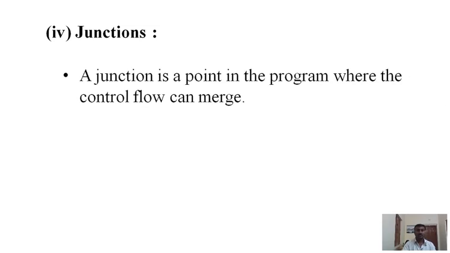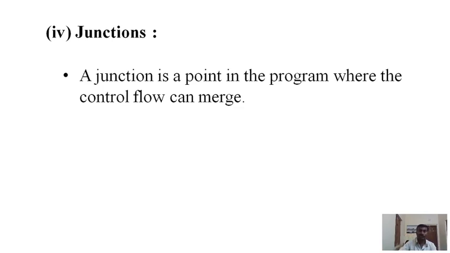Then the fourth one, junctions. What is meant by a junction? A junction is a point in the program where the control flow can merge. There is a small difference between junction and decision. Junction means the program point where the control flow can merge. Where the control flow diverges, it comes under decision. That is the only difference between junction and decision. So decision means the control flow diverges. Junction means the control flow is merged. The point at which the control flow diverges is called a decision. Where the control flow is merged, it is called a junction.